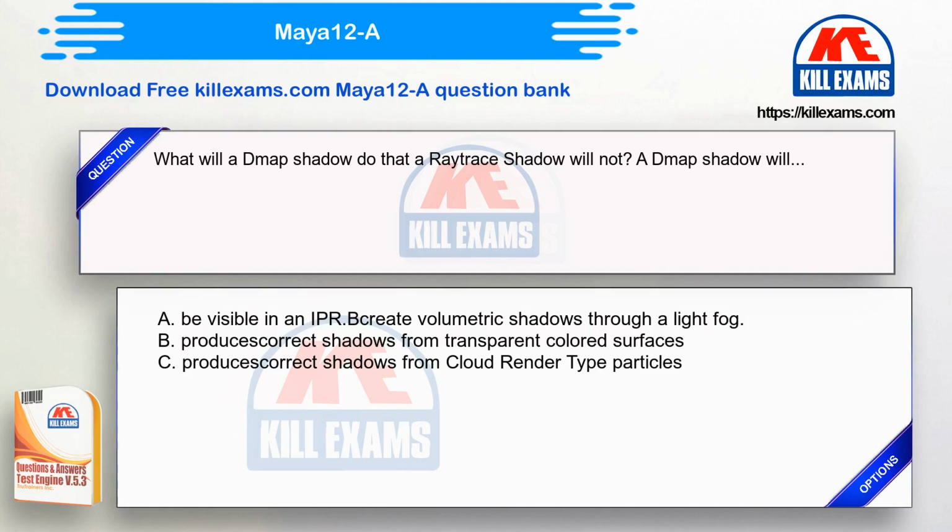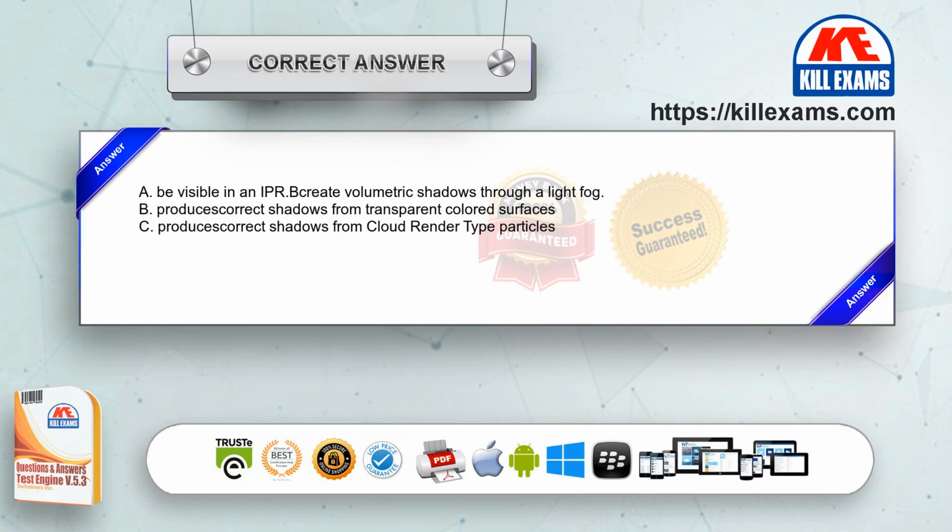Option B. Produces correct shadows from transparent colored surfaces. Option C. Produces correct shadows from cloud render type particles. The correct answer is option B.